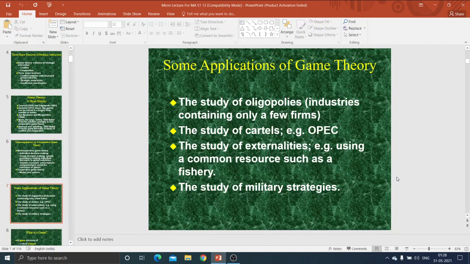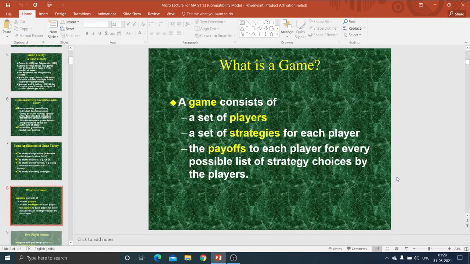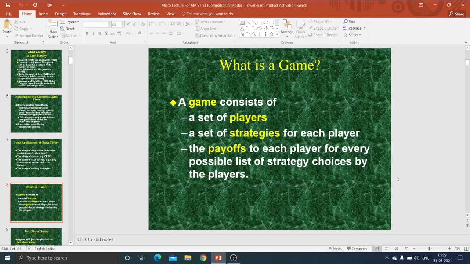So, some of the applications of game theory we need to talk about: the study of oligopolies, industries containing only a few firms, or the study of cartels such as OPEC, ASEAN, and other trade blocks. The study of externality using economic common resources such as fishery and other things, the study of military strategy, etc. All can be brought under this framework of game theory. That is the beauty of this particular application, or method.